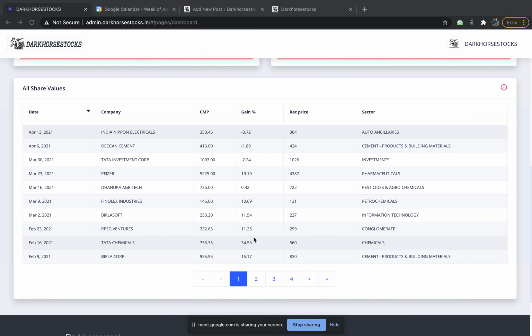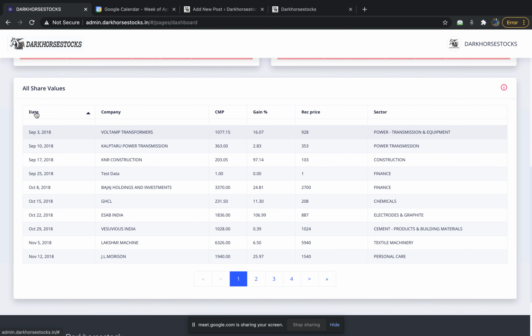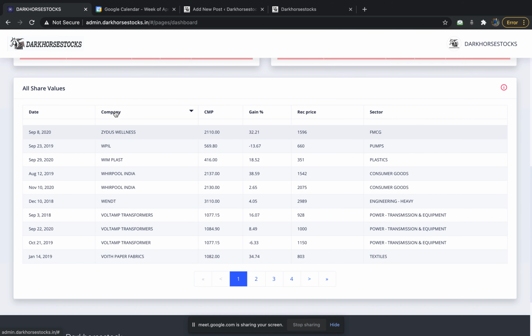Now, how to navigate through this section: we don't have any search bar, so you cannot search for a specific stock. However, we do have appropriate filters to arrange stocks in ascending as well as descending order. When you click on this date, you can see the date is from the newest to the oldest. When you click on it again, you can find the ideas from the oldest one to the newest one. The same goes for the company name. You can find the list of all the companies in alphabetical order, from A to Z, and Z to A in reverse as well.